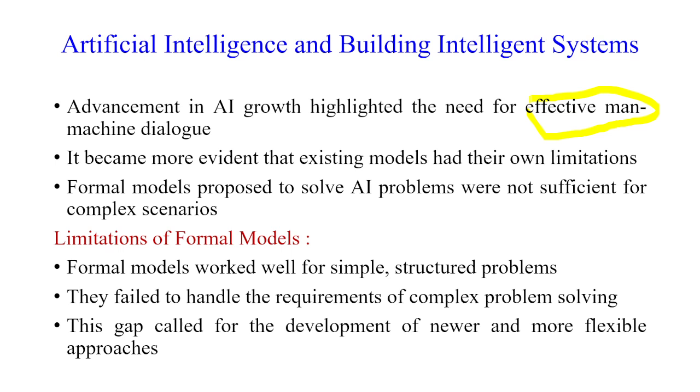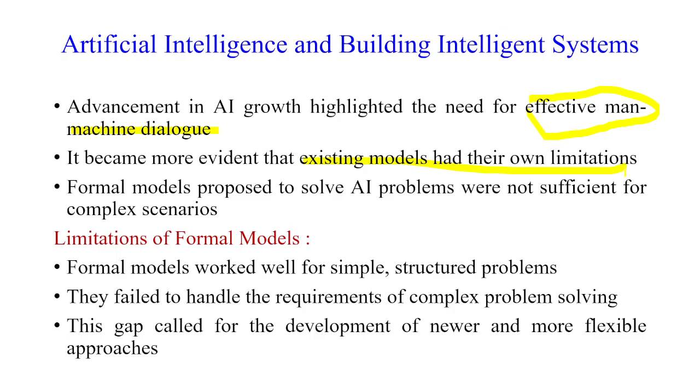Effective man machine dialogue. So what does it mean? It means that for an AI system to be truly useful, humans and machines need to communicate and work together effectively. So the machine needs to understand human inputs and respond in a meaningful way. That's true. So as researchers worked, it became more and more evident that existing models had their own limitations.